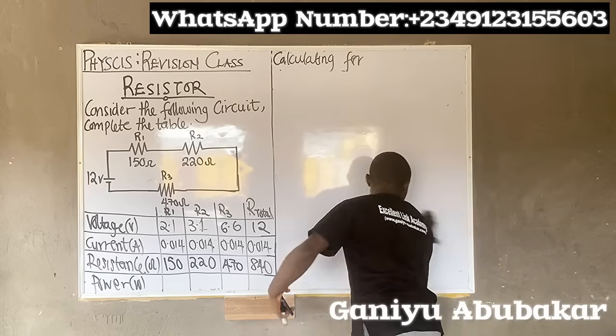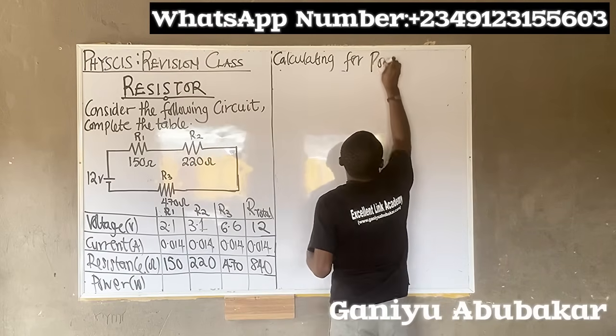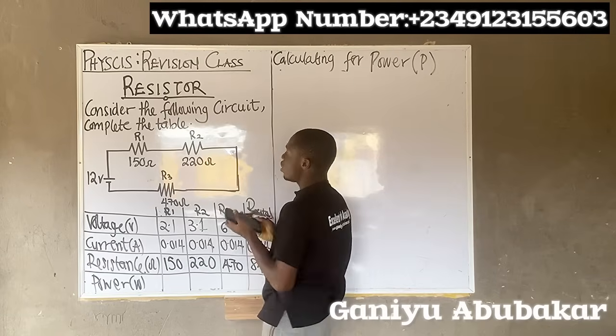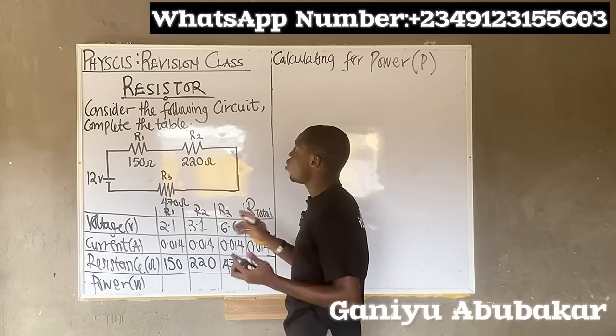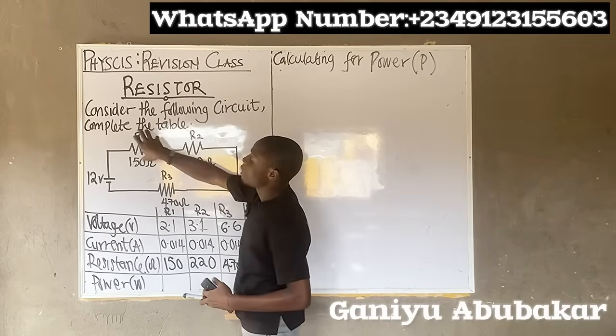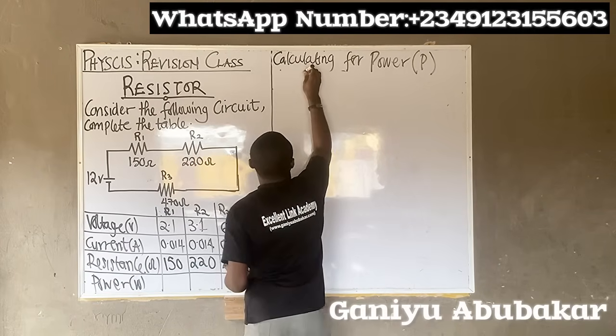Let's do the power calculation, P. For each section, I have section 1, R1, R2, R3. So I'm going to calculate power in terms of R1, R2, and R3. What do we know before now?